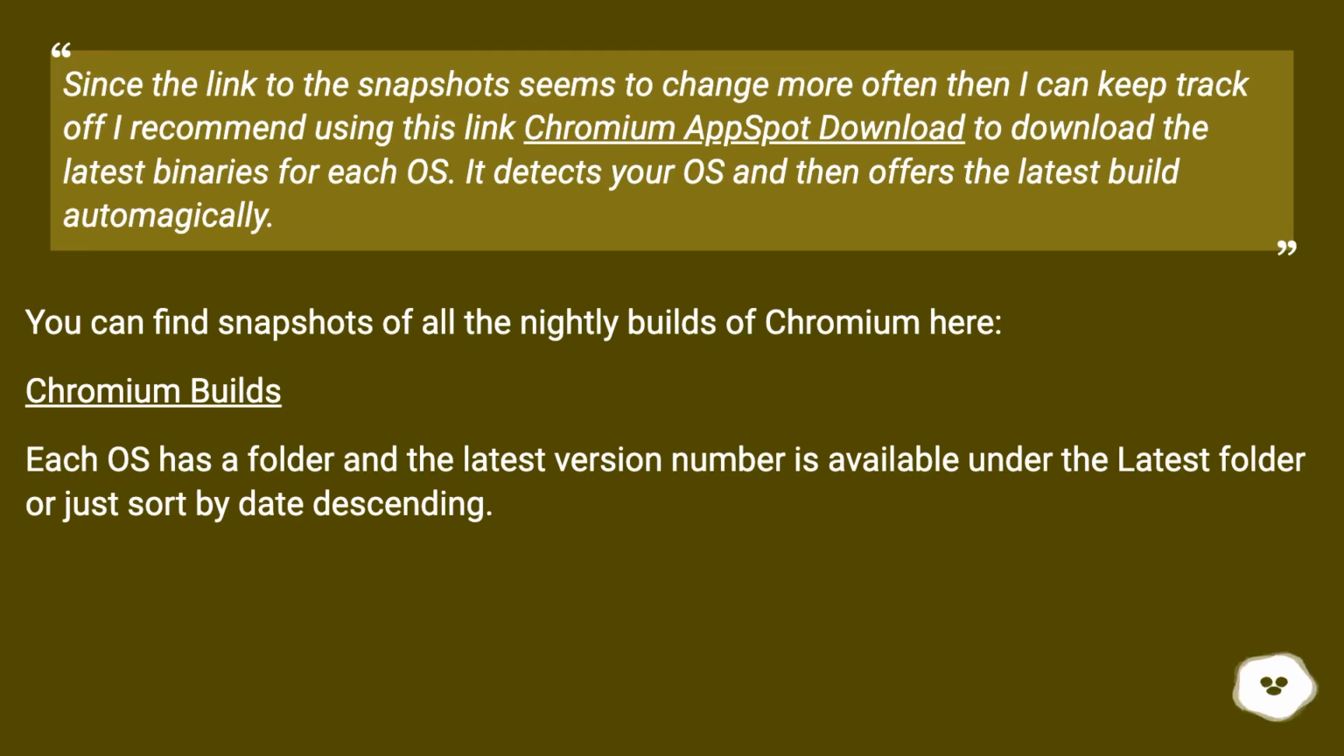You can find snapshots of all the nightly builds of Chromium here, Chromium builds. Each OS has a folder and the latest version number is available under the latest folder, or just sort by date descending.